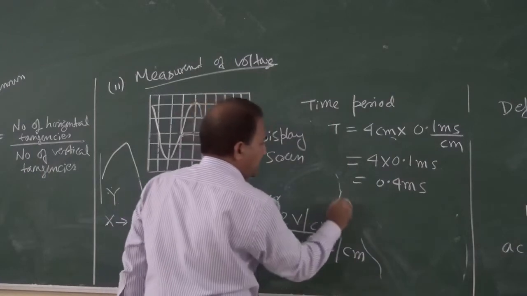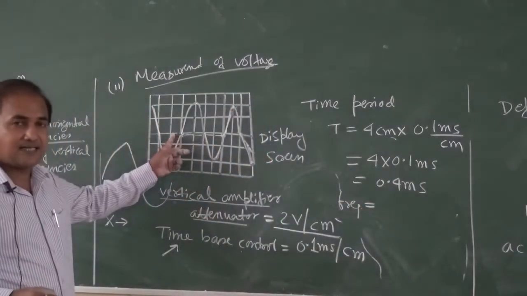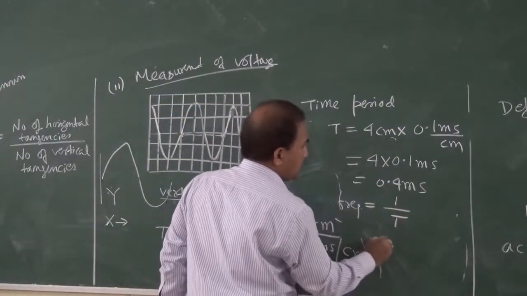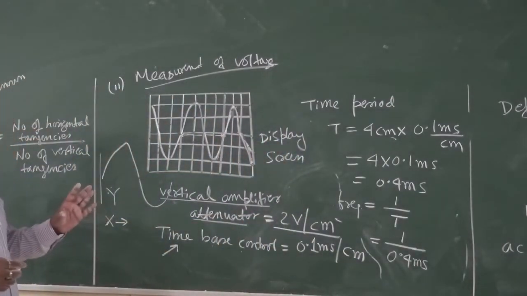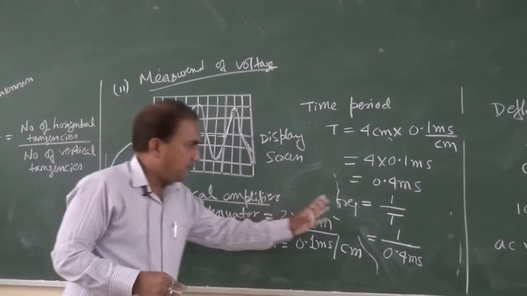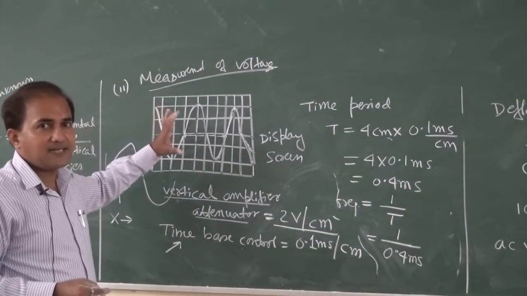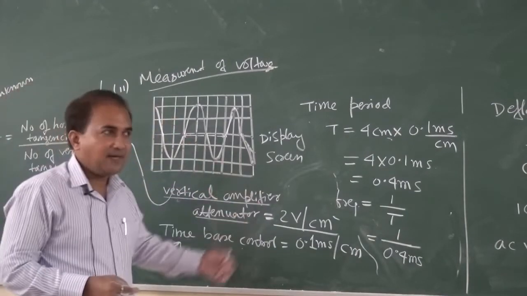So we have to determine the frequency of this signal. Frequency is equal to 1 by time period. So in this way we can determine the frequency of the signal and Vrms of the signal. So voltage can be determined, frequency can be determined.